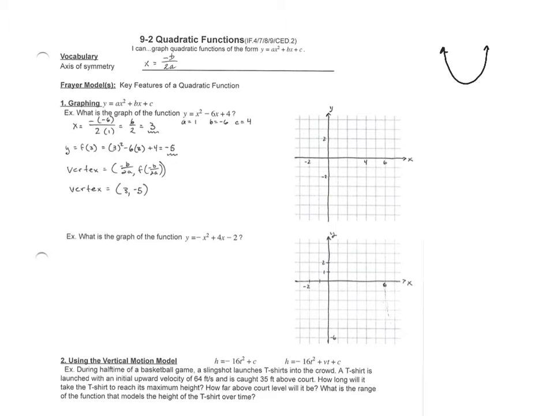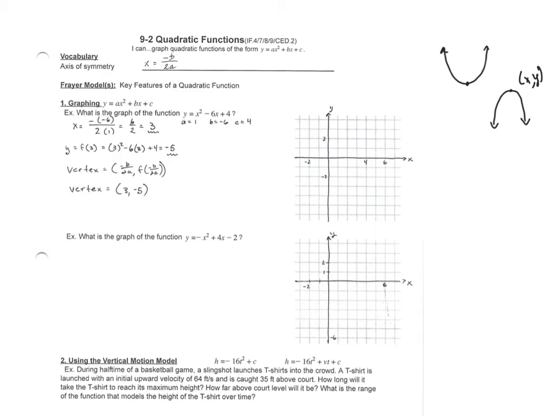We know that they can open upward or they can open downward, and we know that when they open upward, they come down to this lowest point right here, which is called a minimum value, and then back up. Or when they open downward, they come to a maximum value and then continue on back downward. And we know that that point is called the vertex. And the vertex is an ordered pair.